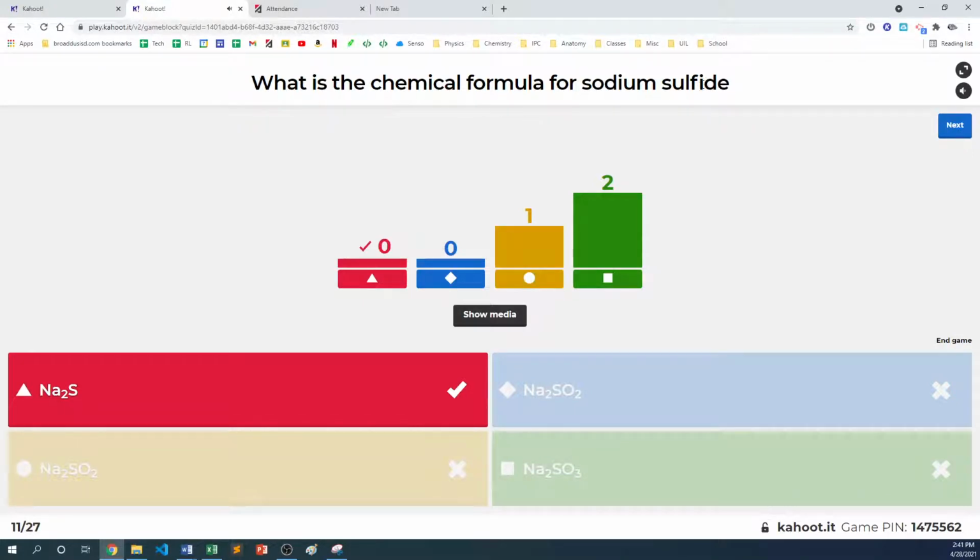So ide is for elements with no oxygen attached to them. Ide is just for a single element, just the element sulfur with no oxygen attached. And sulfur has a -2, sodium a +1, so it's Na2S.